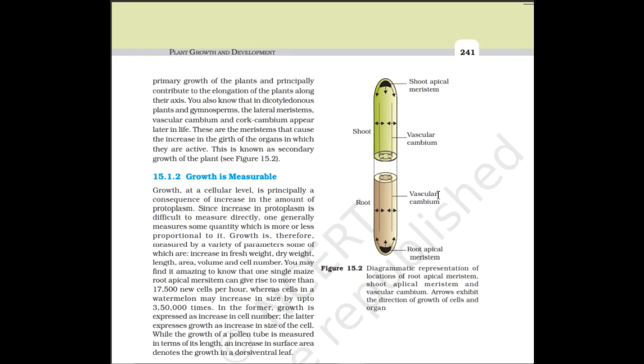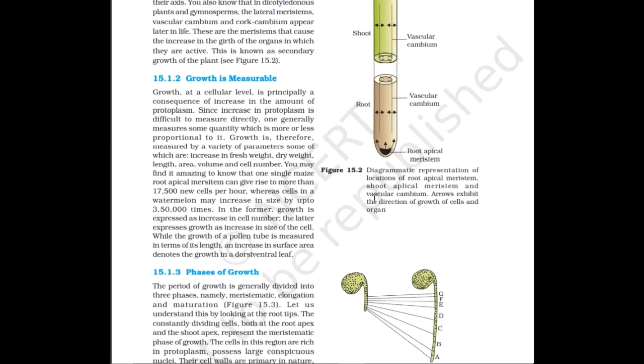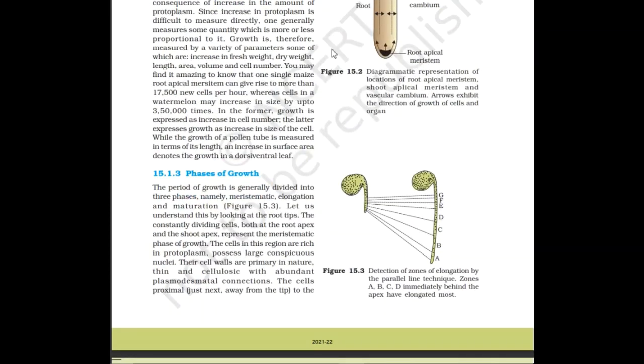Here is root, vascular cambium, and upper part is shoot. Growth is measurable. Growth at a cellular level is principally a consequence of increase in the amount of protoplasm. Since increase in protoplasm is difficult to measure directly, one generally measures some quantity which is more or less proportional to it. Growth is therefore measured by a variety of parameters, some of which are increase in fresh weight, dry weight, length, area, volume, and cell number.